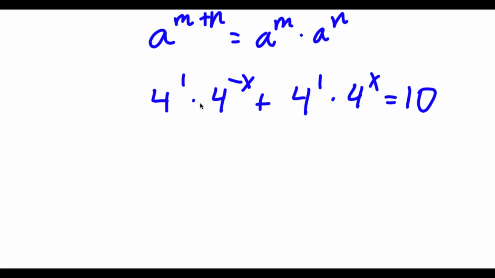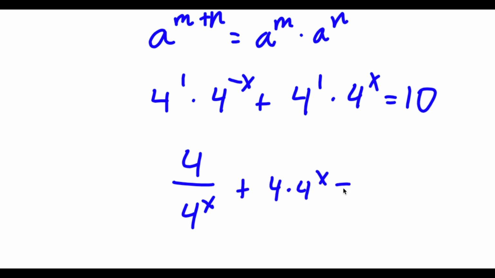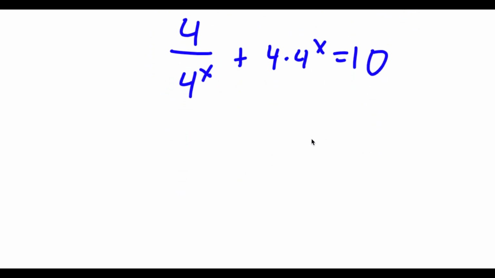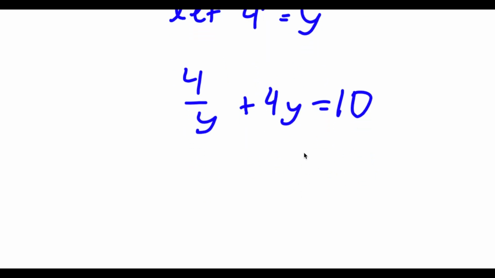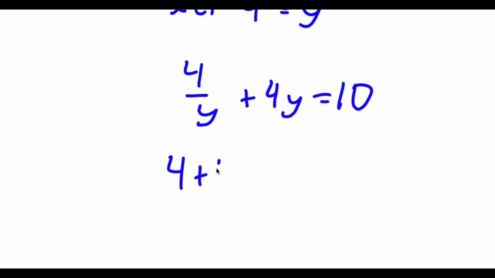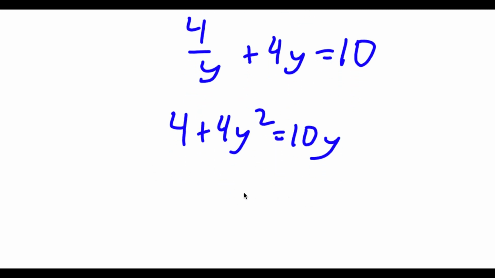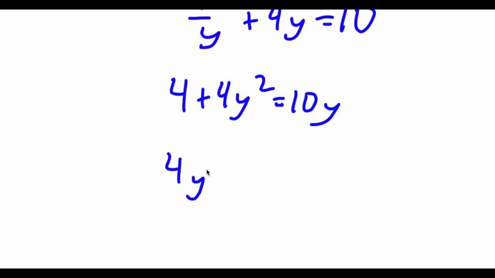Now, 4 times 4 to the power of negative x is the same thing as 4 over 4 to the power of x. And now, I'm going to let 4 to the power of x equal to the variable y. So now I have 4 over y plus 4y is equal to 10. Now if I multiply both sides by y, I get 4 plus 4y squared is equal to 10y. Now I can subtract 10y on both sides, so I get 4y squared minus 10y plus 4 is equal to 0.